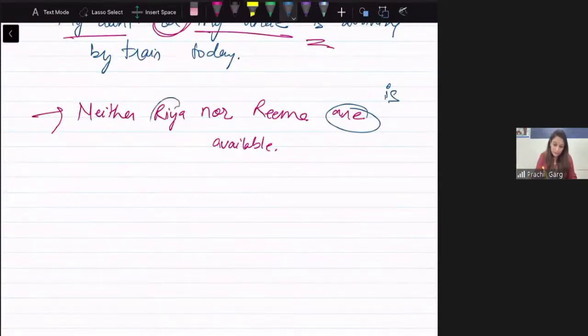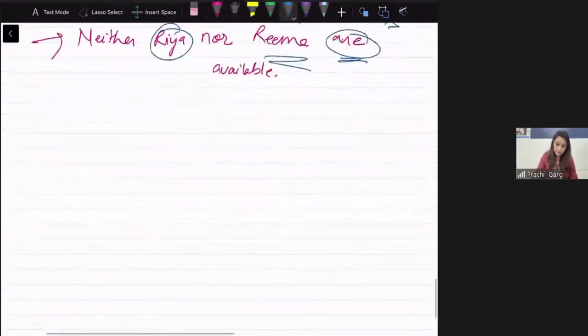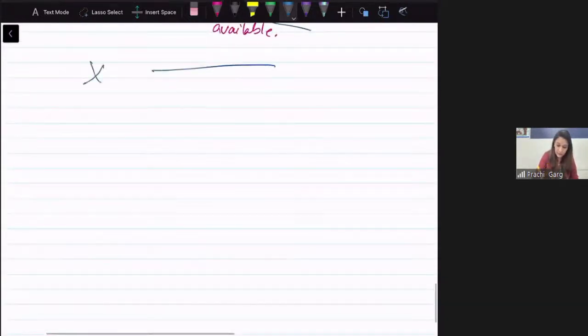I mean that if one subject is singular and another one is plural, let's just say next sentence, the verb will follow the subject that is closest to it. There are two subjects in such sentences. So if one is singular and one is plural, whichever is closest to the verb will be followed. Now what do I mean? Look at these two sentences very carefully.